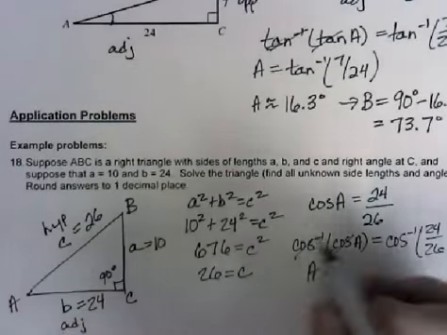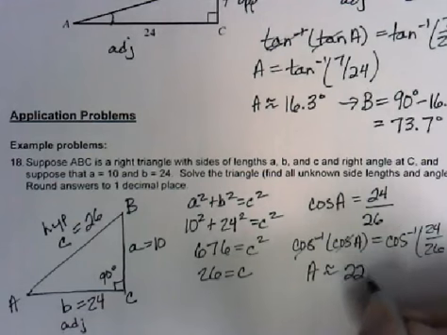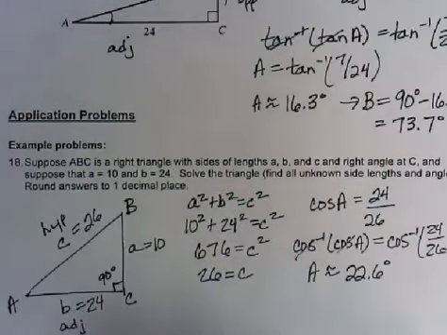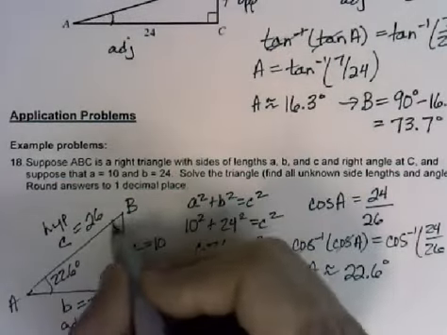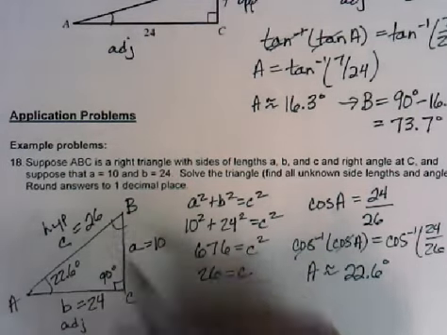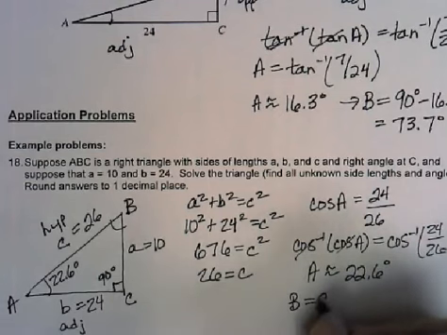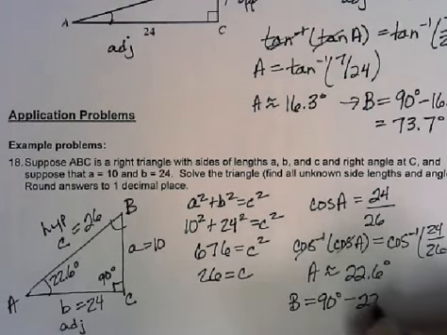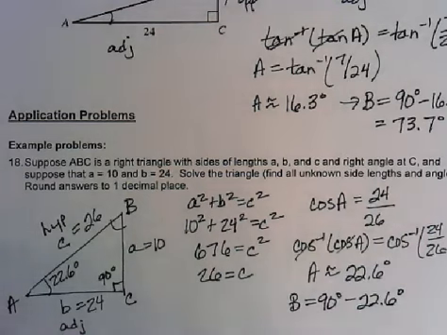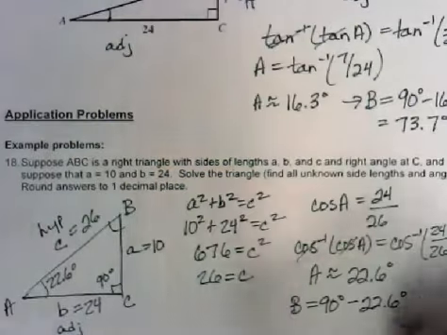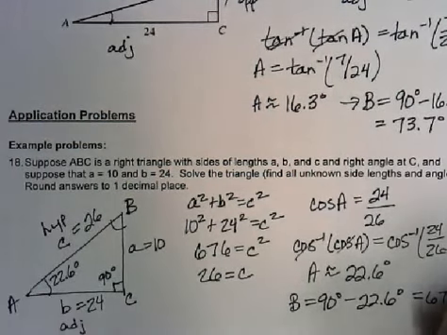I'm supposed to round my answers to one decimal place. That gives me approximately 22.6 degrees. Then for my angle B, I know B and A are complementary since this is a right triangle. So B would just be 90 minus 22.6 degrees, which gives me 67.3 degrees.